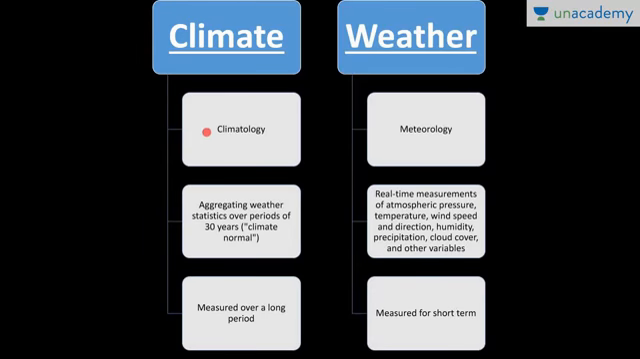Now, the study of climate is known as climatology. The study of weather is known as meteorology, right? Climate is aggregate weather statistics over a 30 year period, and weather is the real time measurement that we've already done, measured over long period and measured over short term.